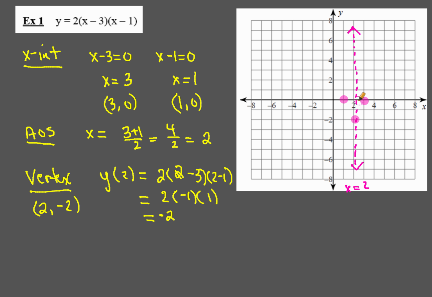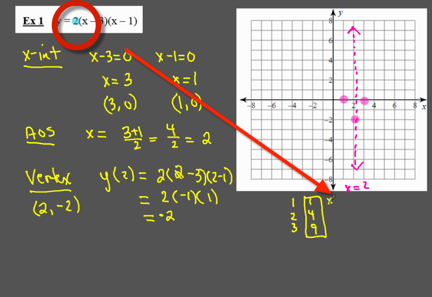Now to come up with a table of values, I've got to pay really close attention to my a value, which in this case is 2. Since my a value is 2, normally when I take a look at my movement pattern, I would use the 1, 4, 9 movement pattern over 1, 2, 3. But since my a value is 2, I've got to multiply each one of those values by 2. So I'm going to have over 1, 2, 3, but then up 2, 8, and 18.